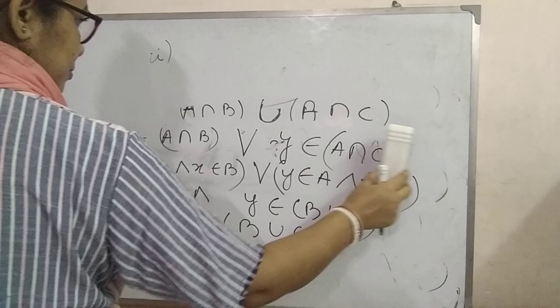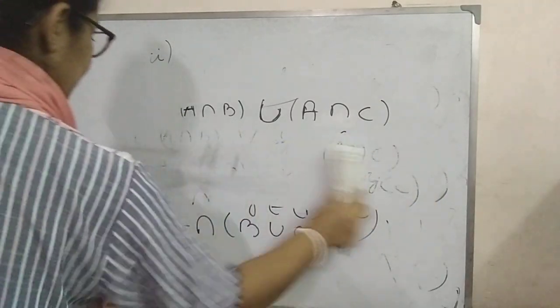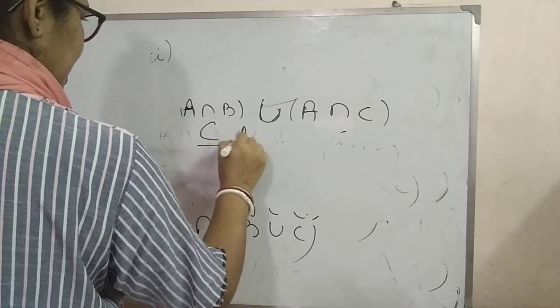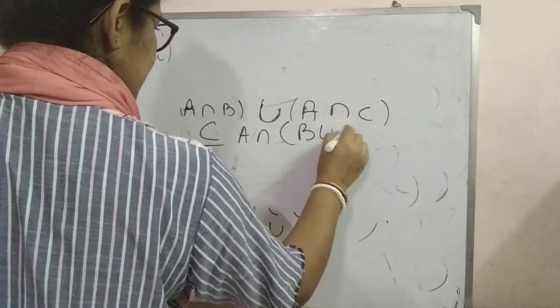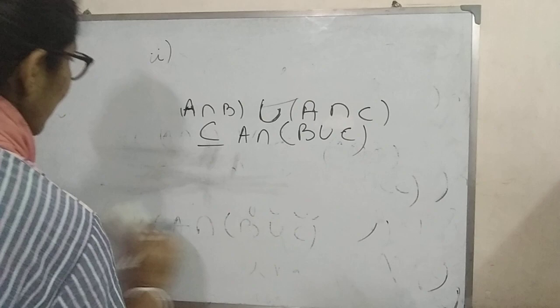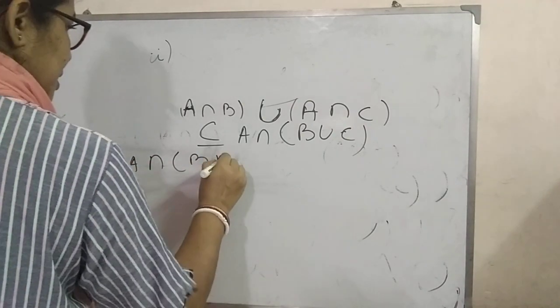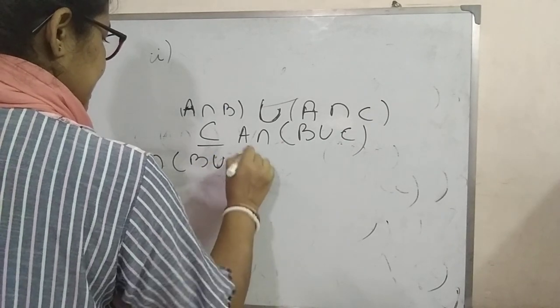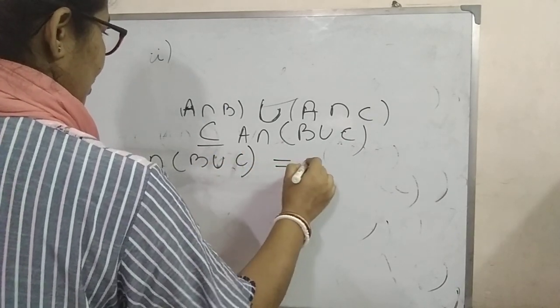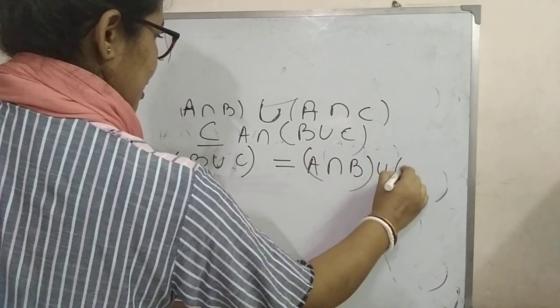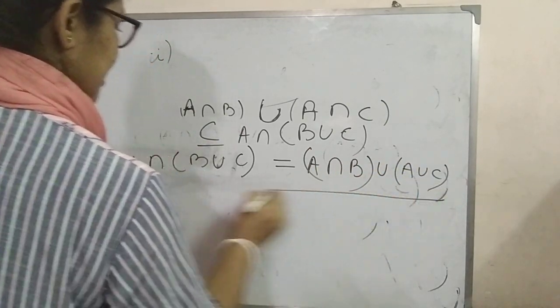So this is a subset of A intersection (B union C). So I can write A intersection (B union C) is equal to (A intersection B) union (A intersection C).